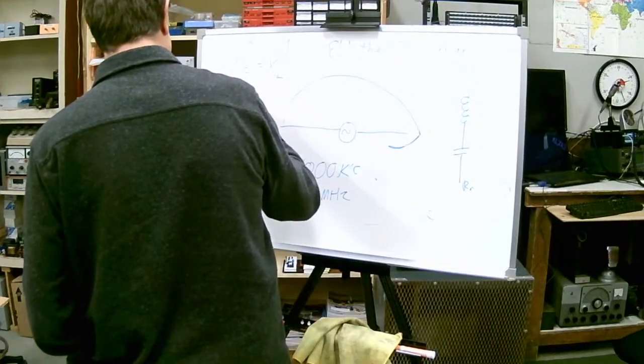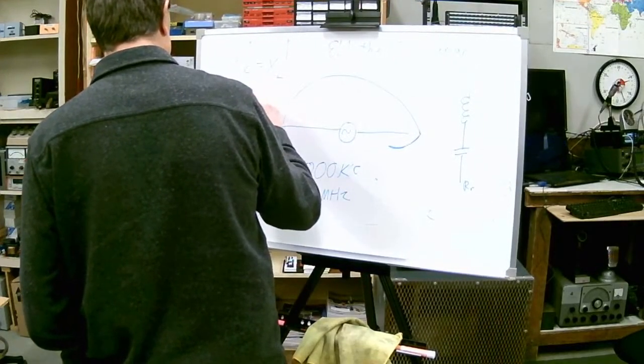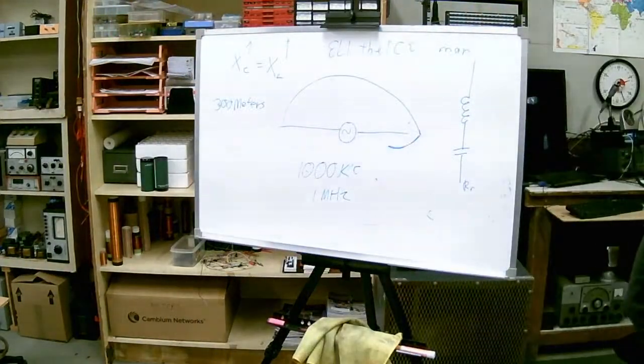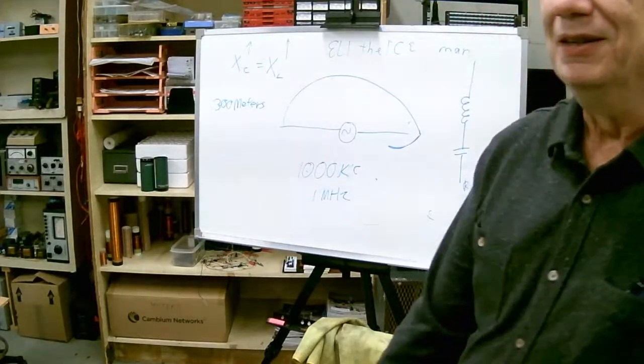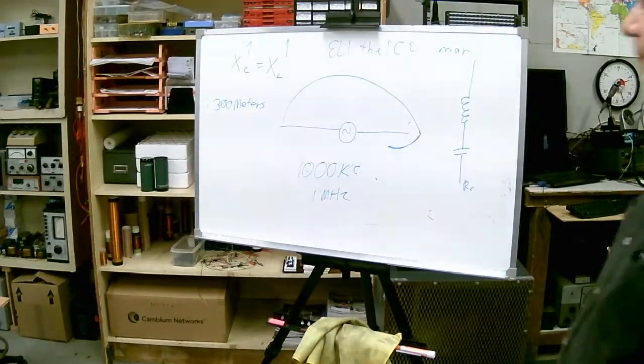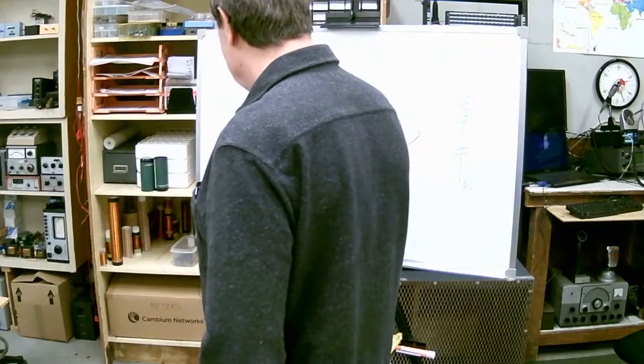Now, on the other end, you've got a little whip that's maybe 3 feet long. There's one car radio. What fraction of a wavelength is your car radio antenna? It might be a meter. So it's a 300th of a wavelength. What's that going to look like electrically?